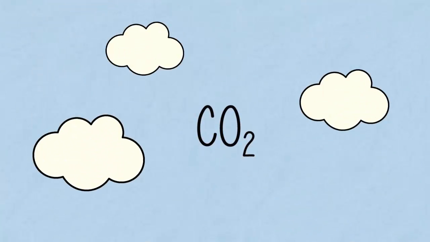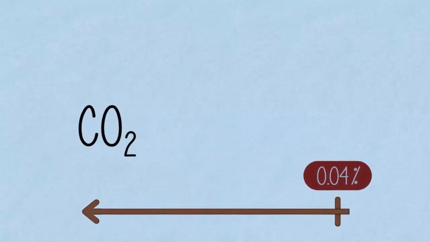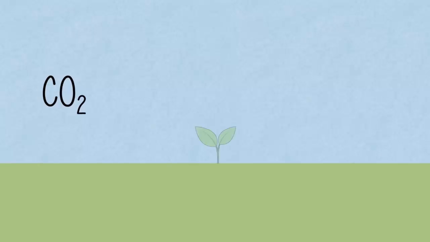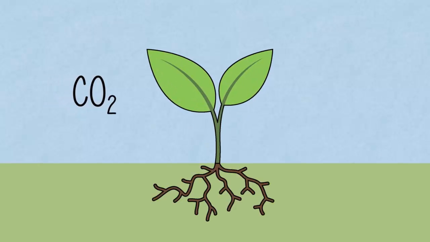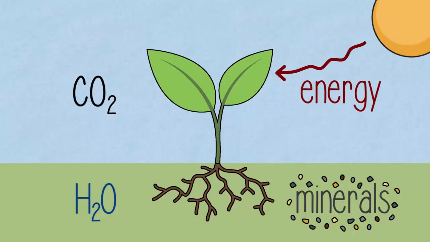Do you know how much there is of it in the air? Well, the air contains nearly 0.04% carbon dioxide. But hundreds of years ago, before we started using fossil fuels, it was only 0.028%. Not much, you might think, but enough to enable plants to build up all the structures they need, with a little help from the water and minerals they take up from their roots, and energy from the sun.